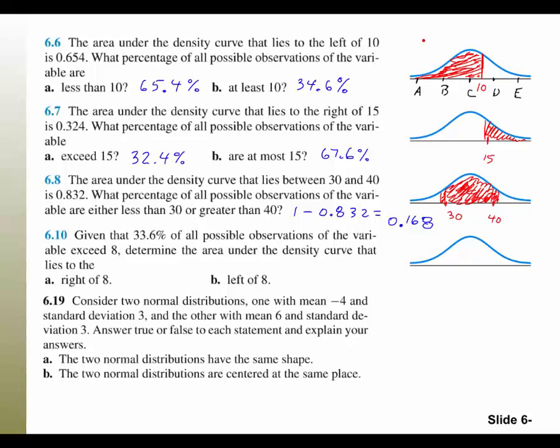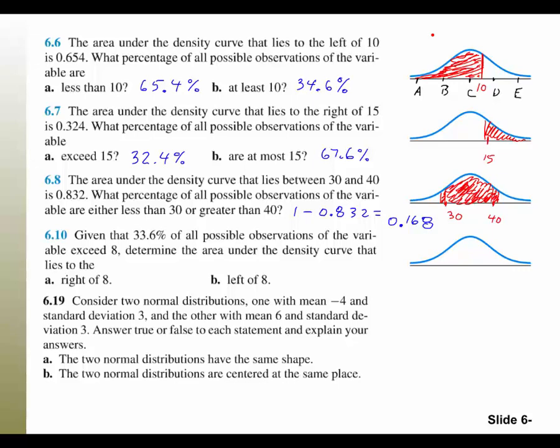50. And to the left of C is? Okay, so if 30 and 40 don't lie on either side, if they're both on one side, it's going to be less than 50%, right? So if it's 83%, then we know they've got to be straddling the middle to get 83% of the data. We don't know exactly where.